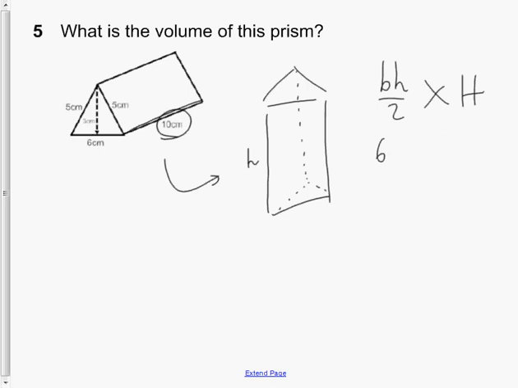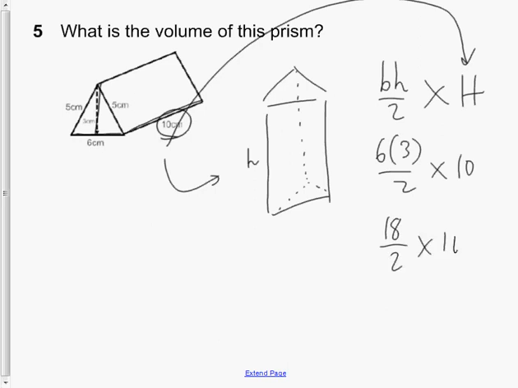The base of the face is 6. The height of the face is 3. Multiplied by the height of the prism, which I think about 1/4 of you had wrong, is 10. That's half of 18 times 10, which is 9 times 10, which means the volume of that prism is 90 cubic centimeters of space.